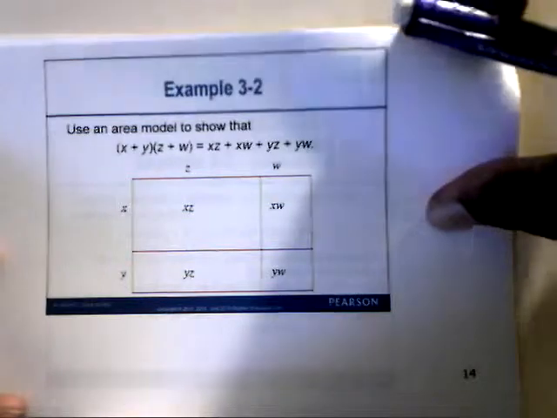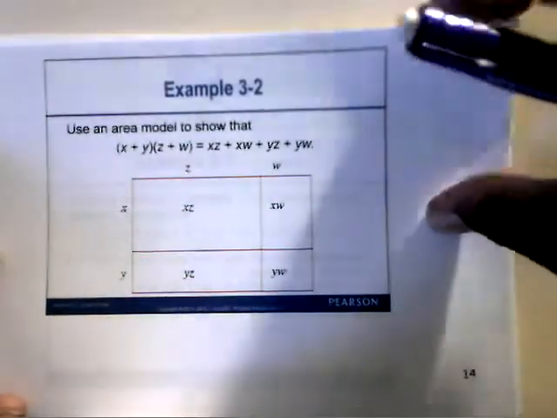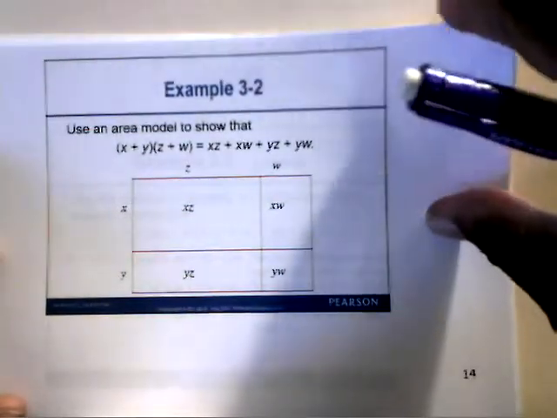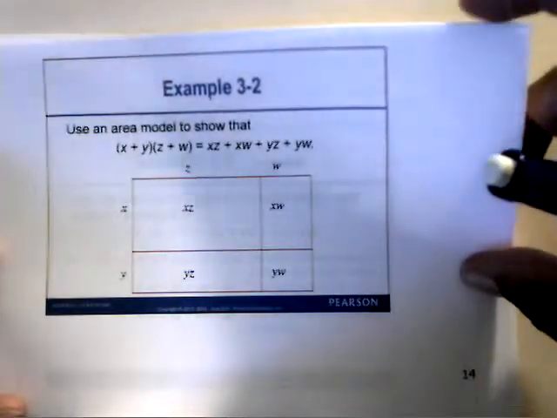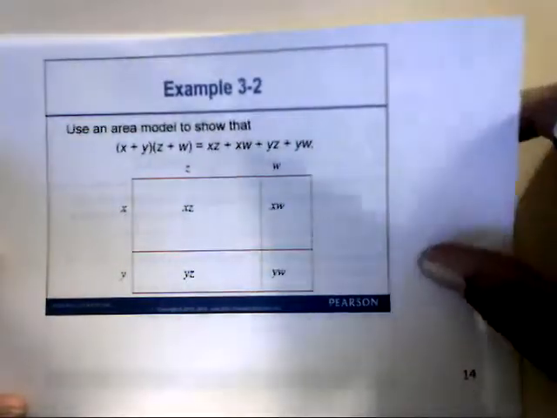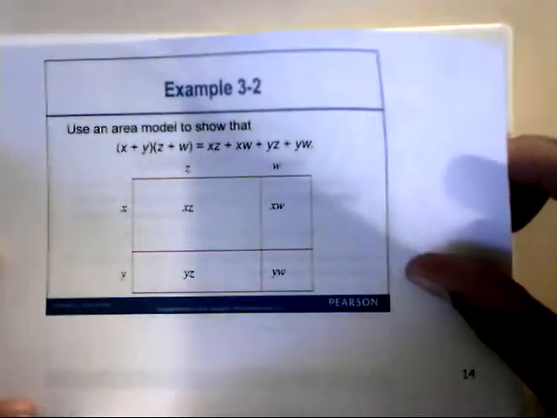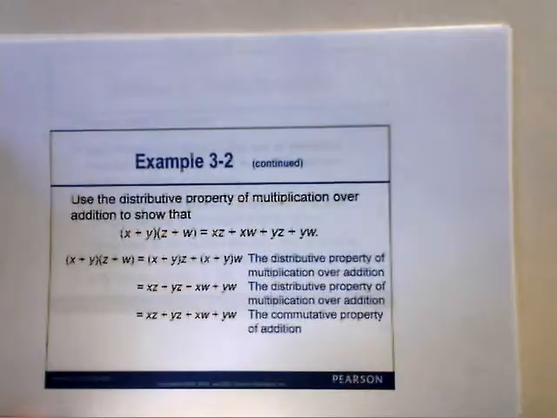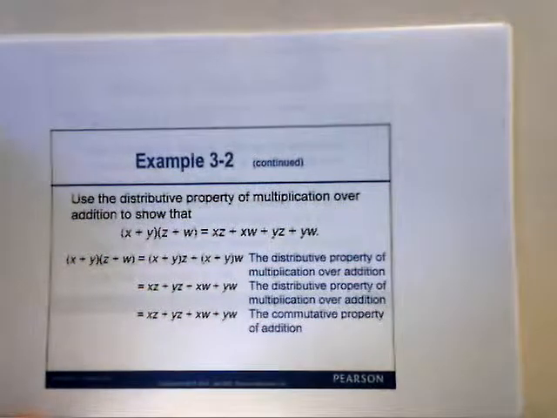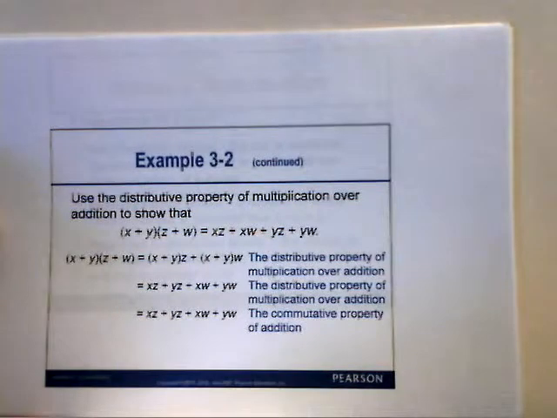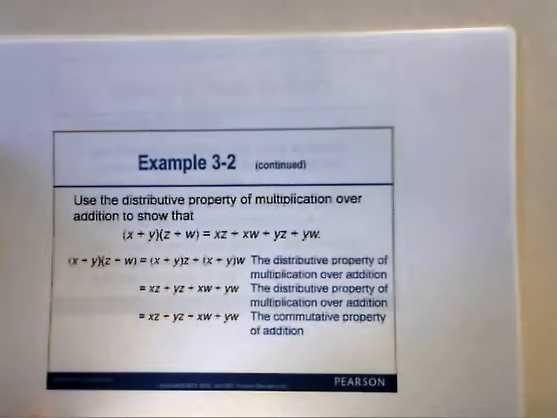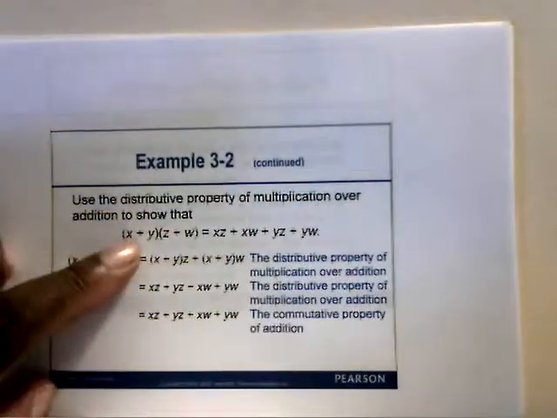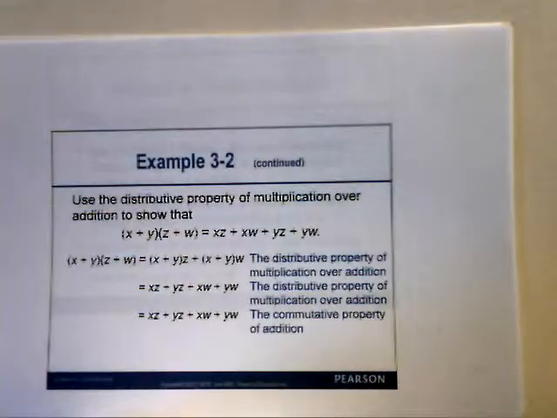Okay, so using this area model, we can say that x plus y times z plus w will give you xz plus xw plus yz plus yw. Also, we can use the distributive property of multiplication over addition to show that x plus y times z plus w does give you xz plus xw plus yz plus yw.